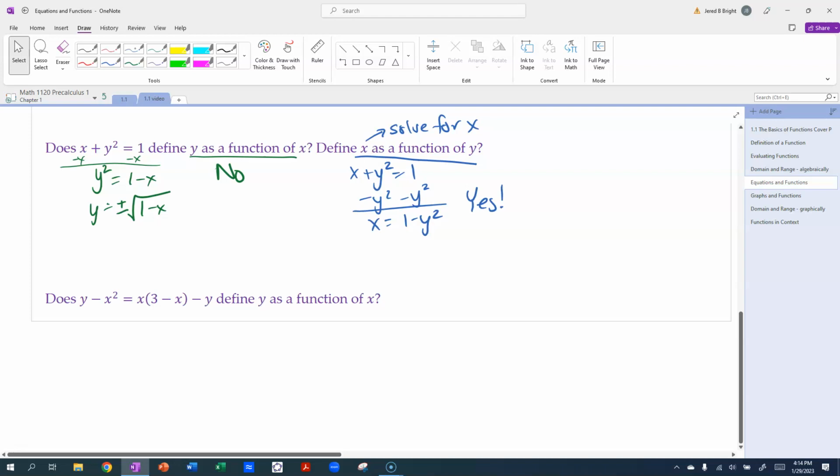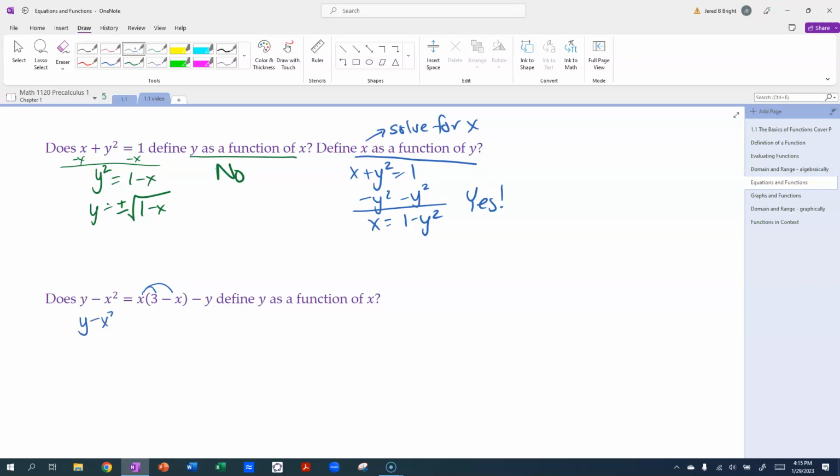Our next example has a more complicated equation. Okay, fine, whatever. Just have to work a little bit harder. Define y as a function of x. First, there's a lot of stuff going on. Let's just do some algebra and simplify. So I'm going to distribute. So I have y minus x squared is equal to 3x minus x squared minus y.